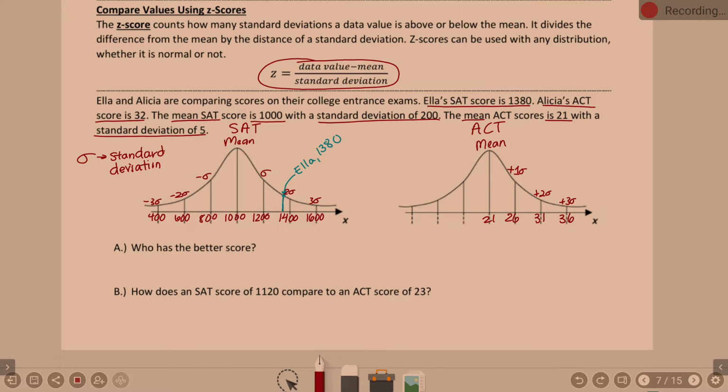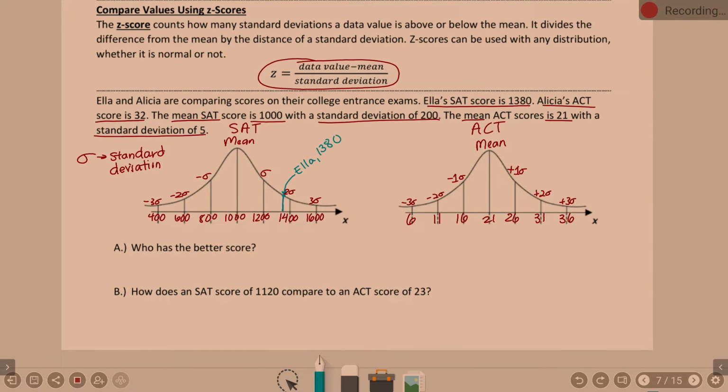If I go left 1 standard deviation, that's at 21 minus 5, which is 16. Left 2 standard deviations is going to be at 11. Subtract 5 again, and minus 3 standard deviations puts me at 6. That's right. 6, 11, 16.